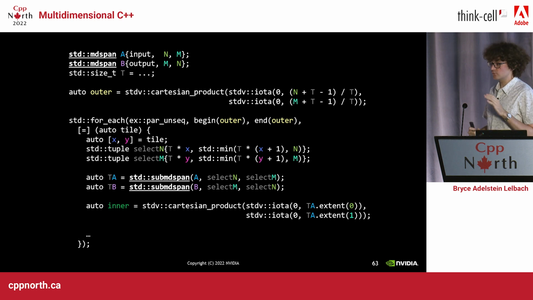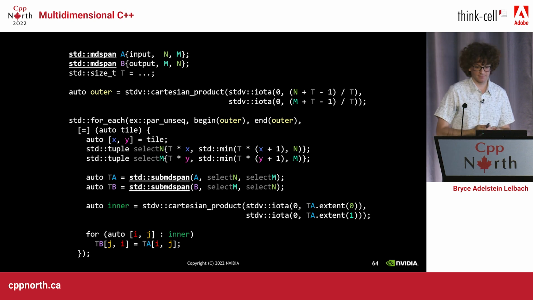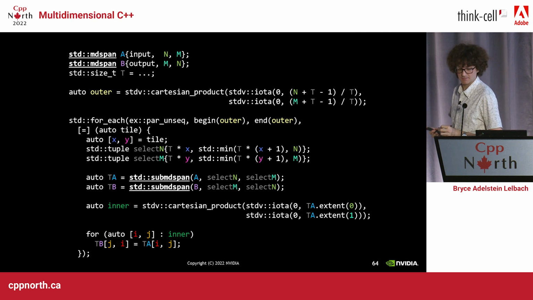So next, we need a range of multidimensional indices within the tile. Again, we'll use the Cartesian product of iota trick. So finally, we use a C++ range-based for loop to iterate over the indices of the tile and perform the transpose with the local mdspan slices that we've made. And with that, we're done.